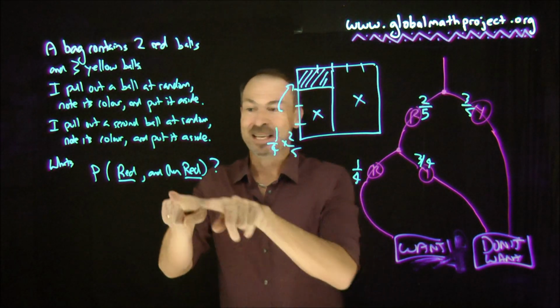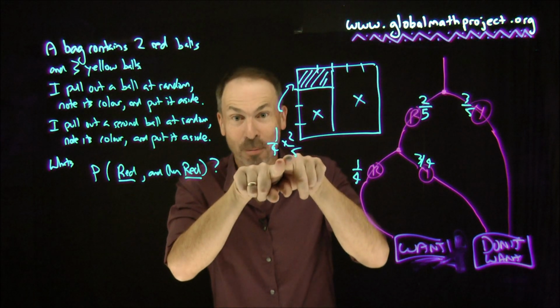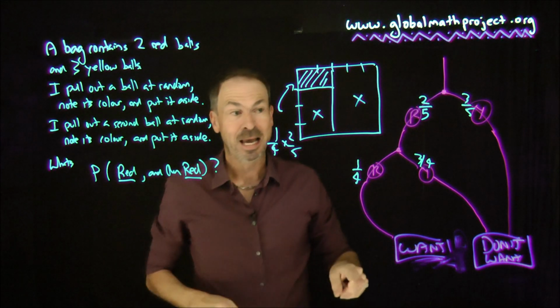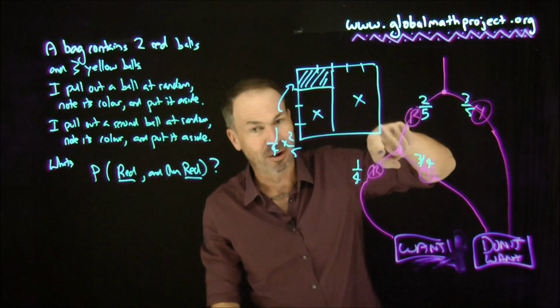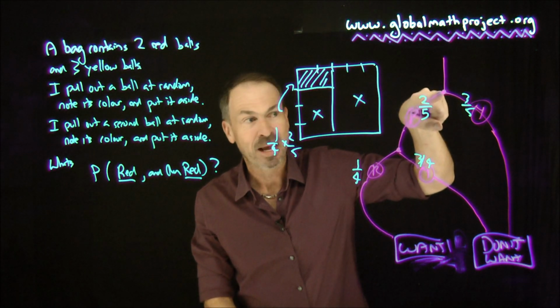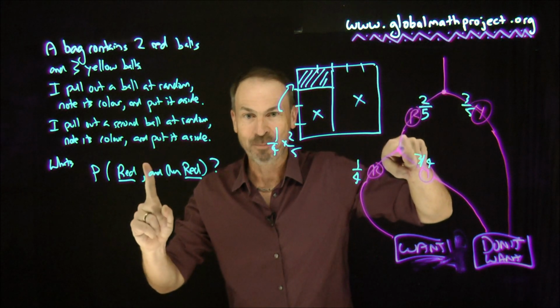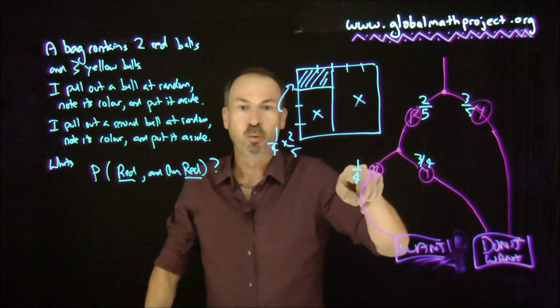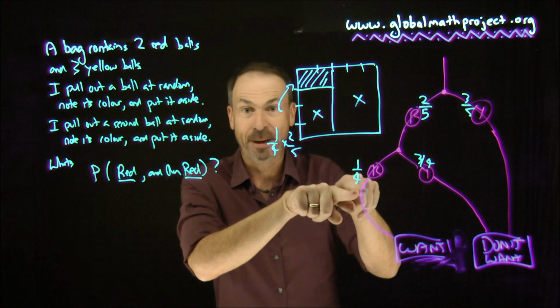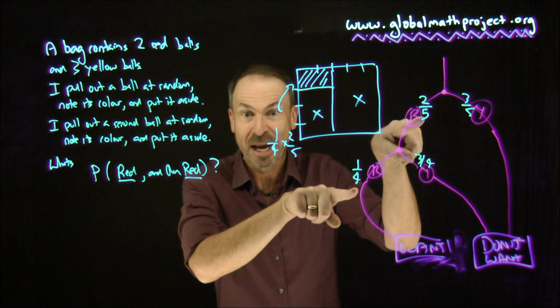So yes, this word and has led to multiplication in the actual arithmetic. But what are we actually multiplying? We're multiplying those numbers along the garden path. Yes, this 2/5 is the probability of pulling out a red ball right off the bat. Great. But this 1/4 is not the same probability of pulling out a red ball because this has changed things.